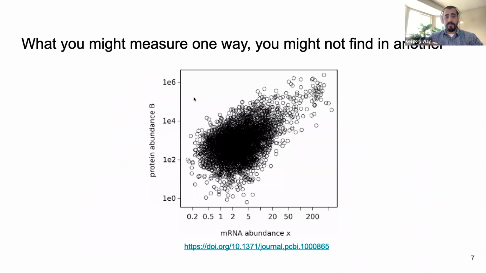But what's key about all of these things is that if you measure one of those aspects of a cell in one specific way, whether you measure the DNA or you measure the RNA, you might not find that signal in another data type. So this is a well-known characteristic of the central dogma. If you measure mRNA abundance, it's not going to strongly correlate with protein abundance. So if you measure a gene expression, it's not necessarily going to coincide with the amount of protein that's present.